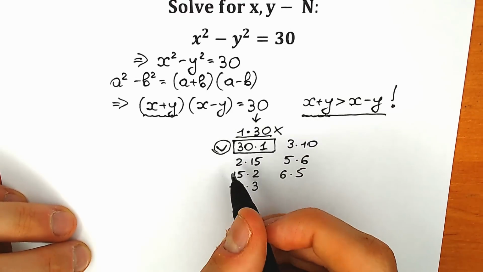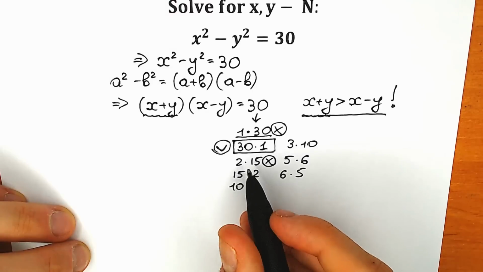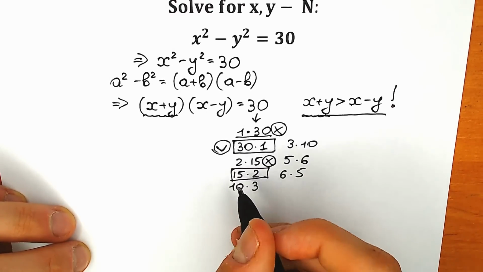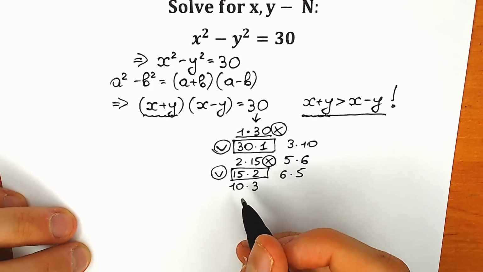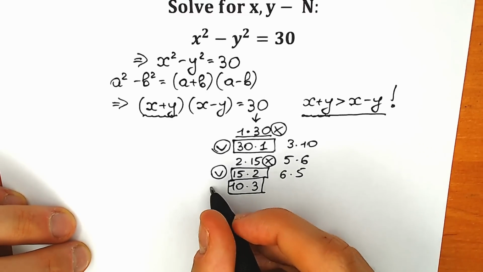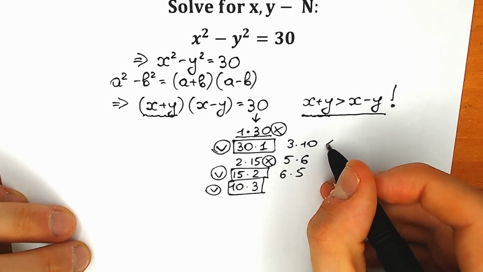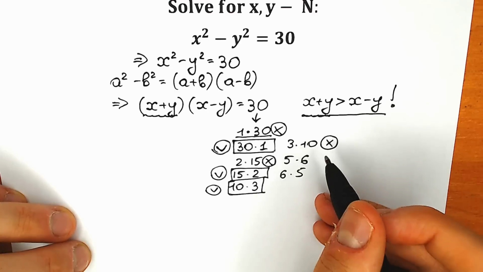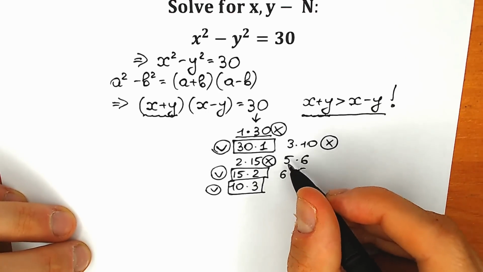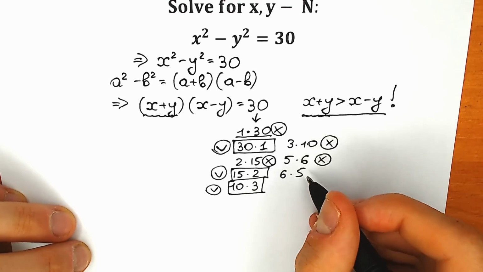2 times 15, obviously, is not good for us. But 15 times 2, the first constant is greater than the second one, so we are interested in this. 10 times 3, we are interested in this. 3 times 10, we are not interested because the first constant is less than the second one. 5 times 6, the first constant is less than the second one, so we are not interested, and 6 times 5 is good for us.